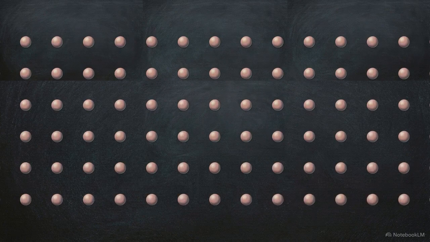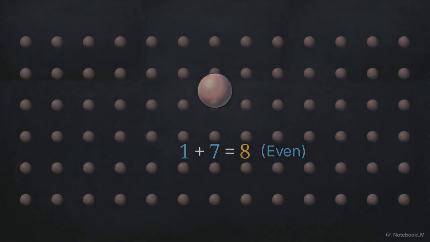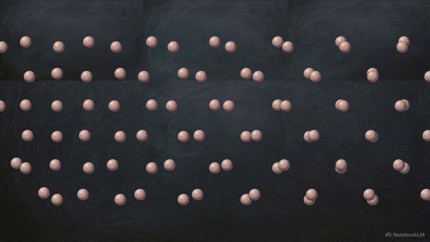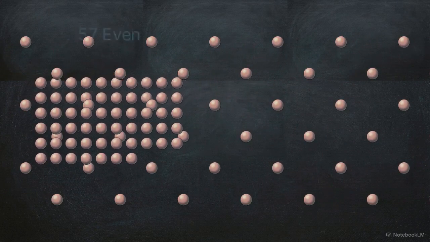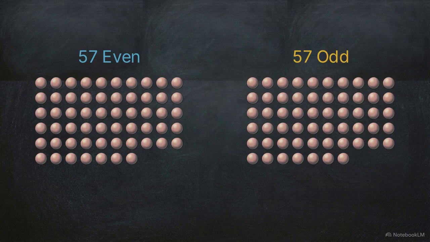This grid visualizes the Quran as a dataset of 114 chapters, or surahs. Each chapter carries 2 data points, its sequence number and its total verse count. If you add the sequence number to the verse count for every chapter, the results split perfectly. For exactly 57 chapters, that total sum is an even number. For the remaining 57 chapters, that total sum is an odd number.